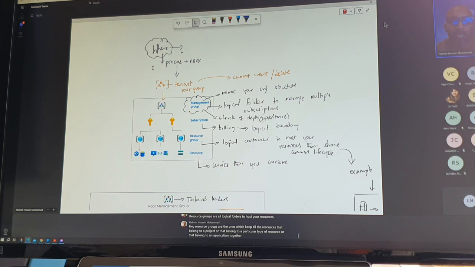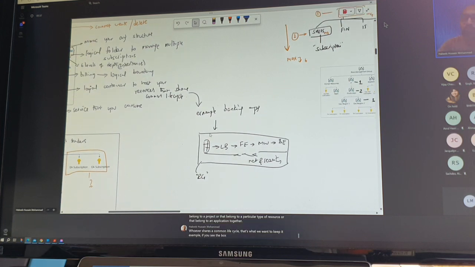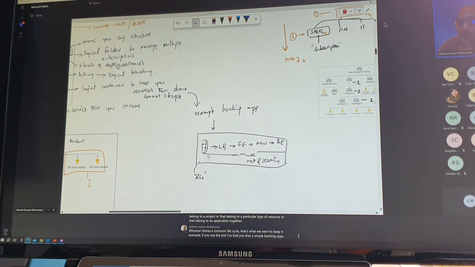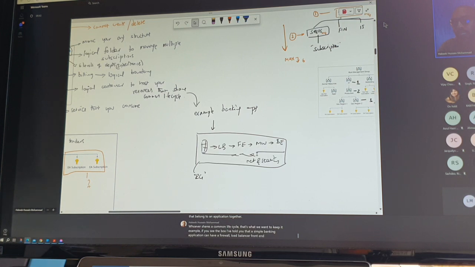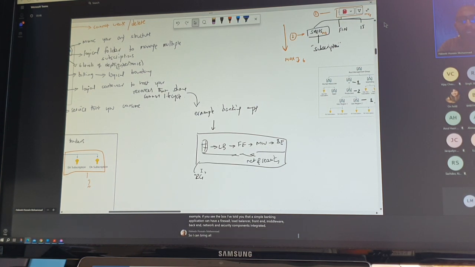Whoever shares a common life cycle, that's what we want to keep together. For example, if you see the box, I've told you that a simple banking application can have a firewall, load balancer, front-end, middleware, back-end, network, and security components integrated. So I can bring all of this into a single resource group.